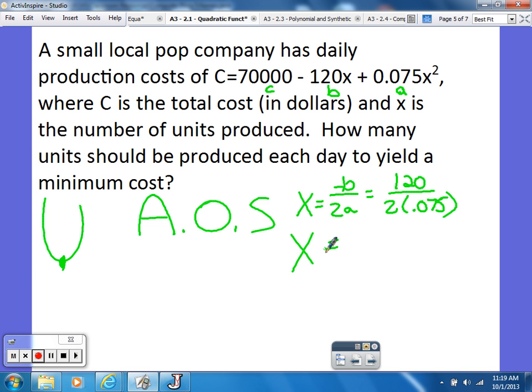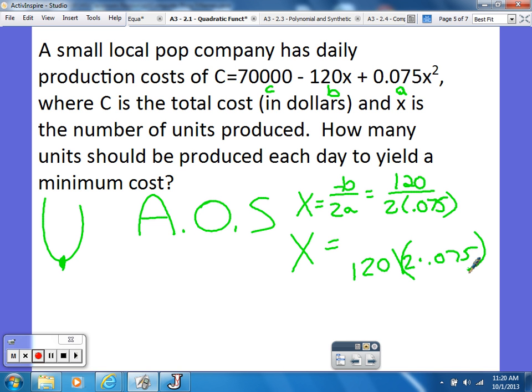Now, you've got to be careful in your calculator. You cannot just type in this calculator 120 divided by 2 times 0.075. That's wrong. Because right there, what it's going to do is take 120 divided by 2 and then multiply that answer by 0.075. But I want it to have that 0.075 on the bottom, right? So you need parentheses around the stuff on the bottom if you want to type it all at once. Must have those parentheses.